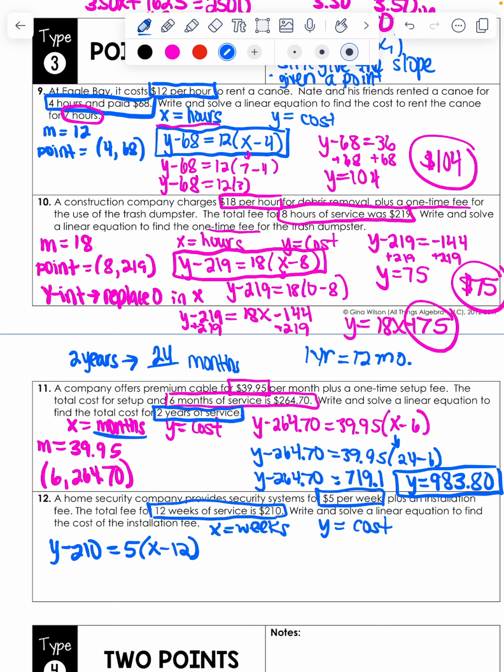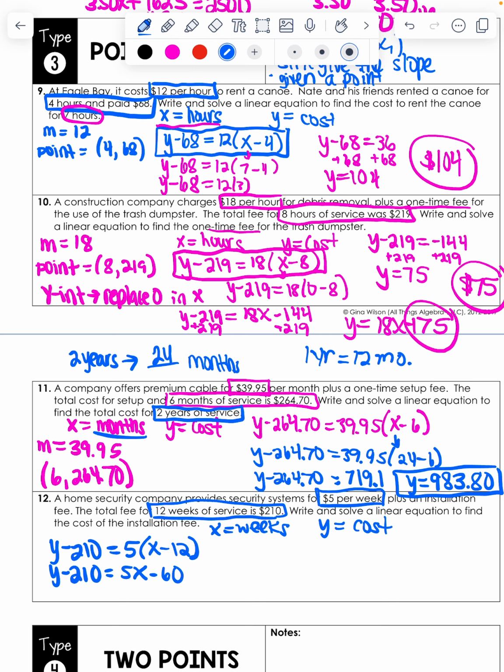And then we want to figure out the cost of the installation fee for this one. So that's the y-intercept. So both options are fine. Either replace 0 in for x and solve it out, or if you wanted to just solve this for y, that's fine too. Y minus 210 equals 5 times x is 5x. 5 times negative 12 is negative 60.